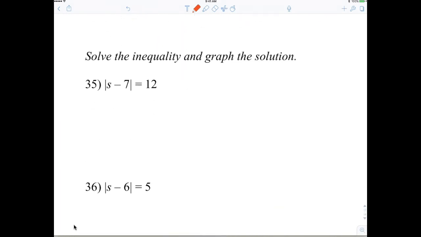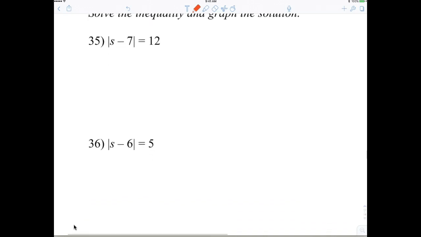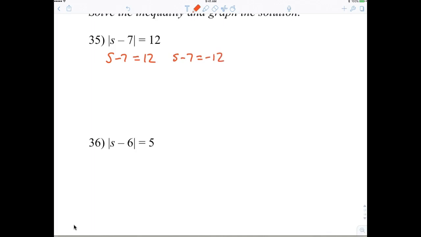All right, let's look at 35. Okay, now we're off the graph, which is good. Now we're just reviewing whether or not you remember how to solve the absolute values. So here we go. For question 35, if you remember solving absolute value, s minus 7 equals 12, s minus 7 equals what? -12.